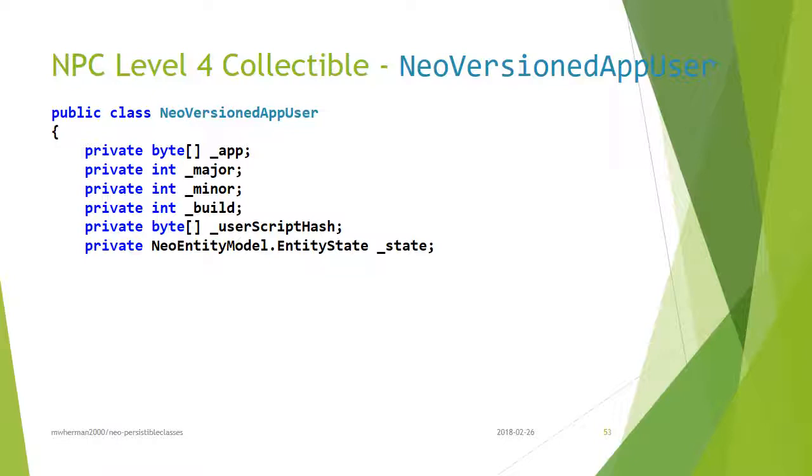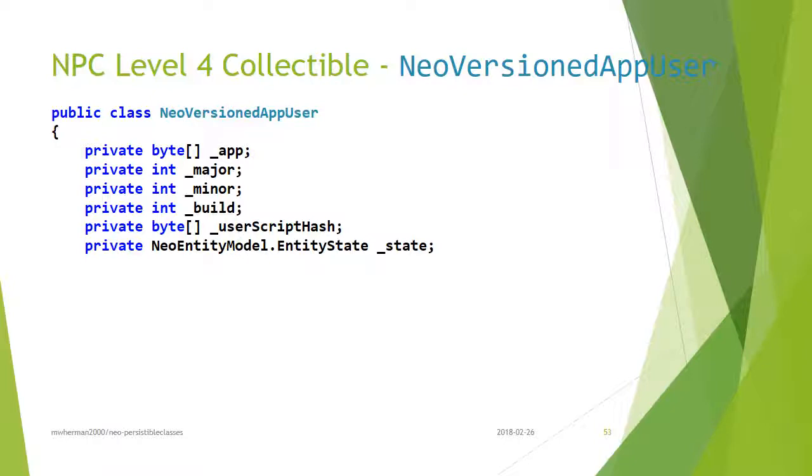That element might live within a particular user context, the invoking user, and then that user might be running a particular application. So going from the top down, the outer scope is what is the application that owns this data, and we have the app name, the major, minor, and build number for that application. We have a particular user that's using that, and we identify them by their script hash.